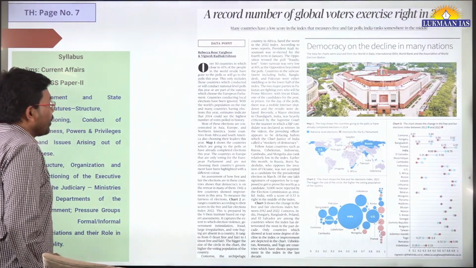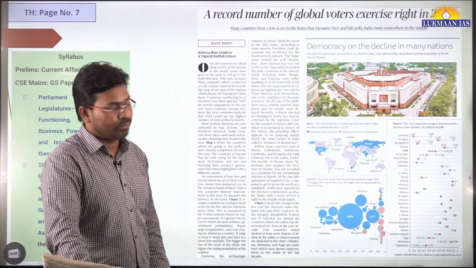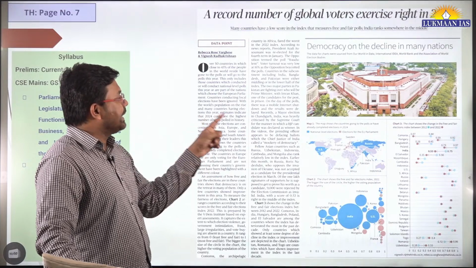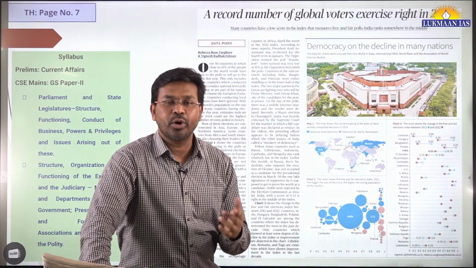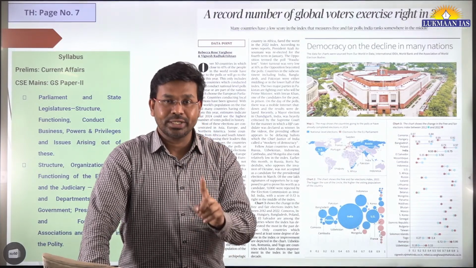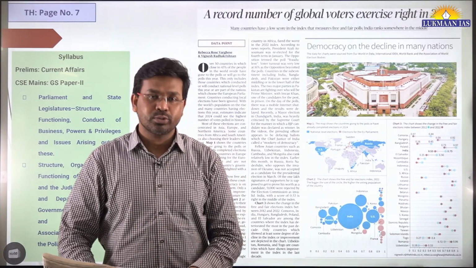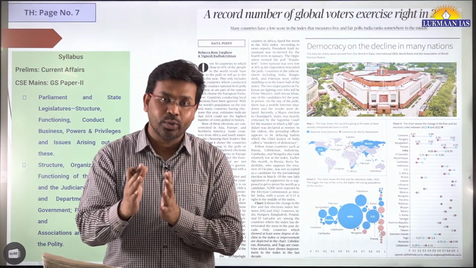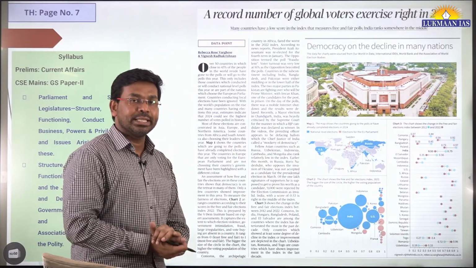This article is again important. It says a record number of global voters exercise their right in 2024. So basically in this article, they have created 3 maps, 2 maps and 1 chart. And what are these maps and chart all about? These maps and chart showcase those countries in the world where an election has either happened in 2024 or is about to happen in 2024. Those countries that have undergone or are going to undergo an election in 2024 have been mentioned in this particular map.